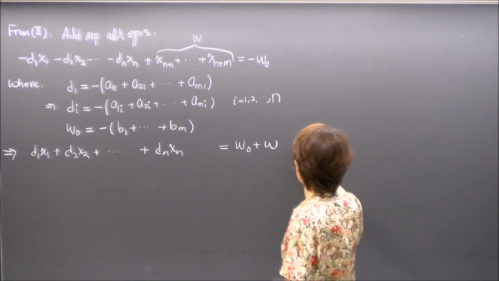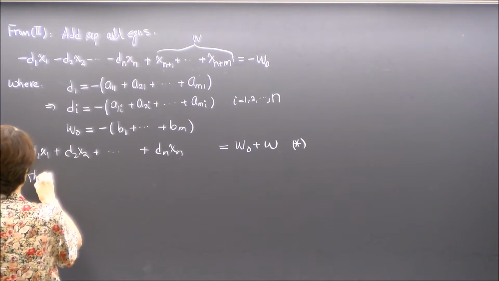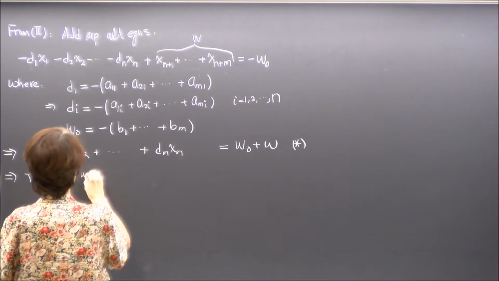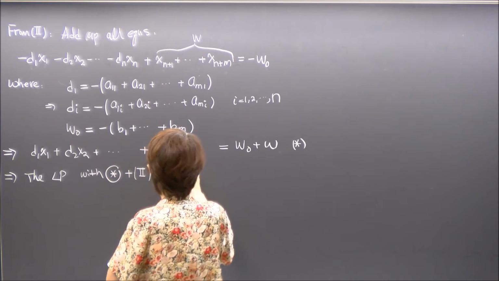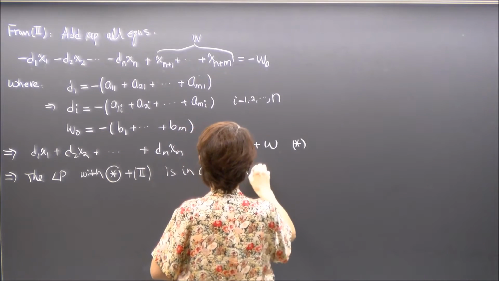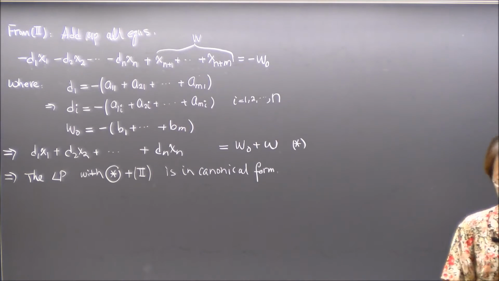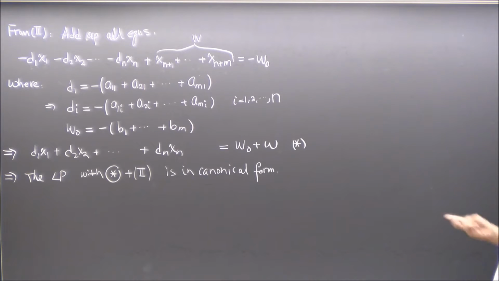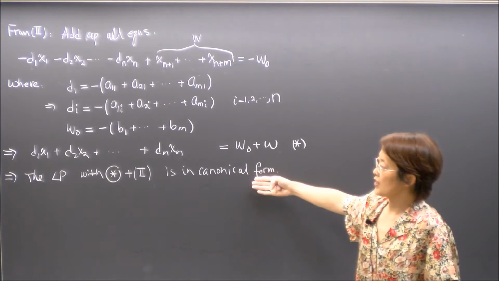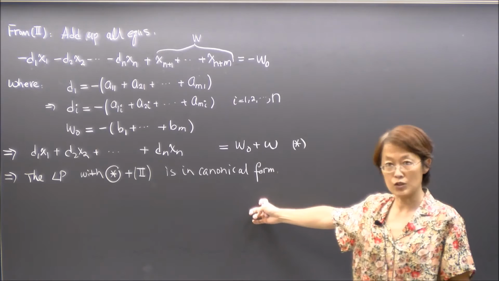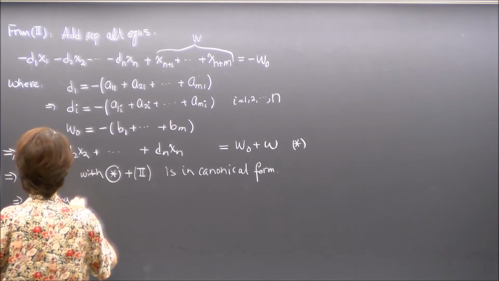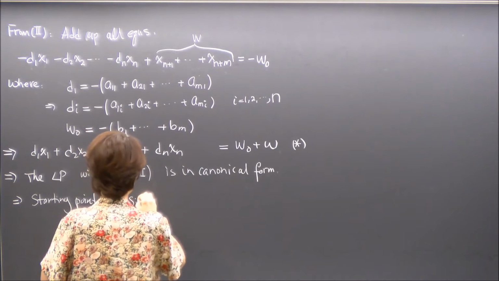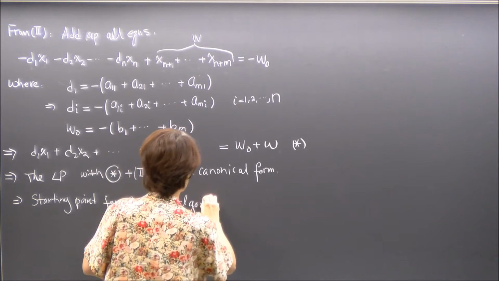So let's call this star. Now we can conclude that the linear programming problem of minimizing w with the star here, plus constraint number 2, is now in canonical form. So we find a linear programming problem in canonical form. It's a problem where we just decide to minimize that quantity. The meaning will come soon. If it's in canonical form, that's good news. That means I can give this as the starting point for the associated simplex algorithm. I can try to solve it. The algorithm will kick in. It's the initial point for the associated simplex algorithm for this problem.